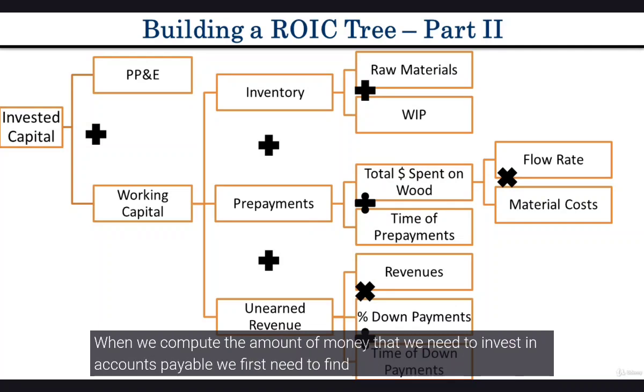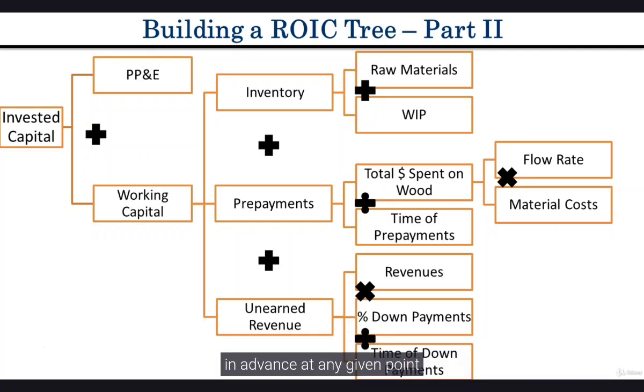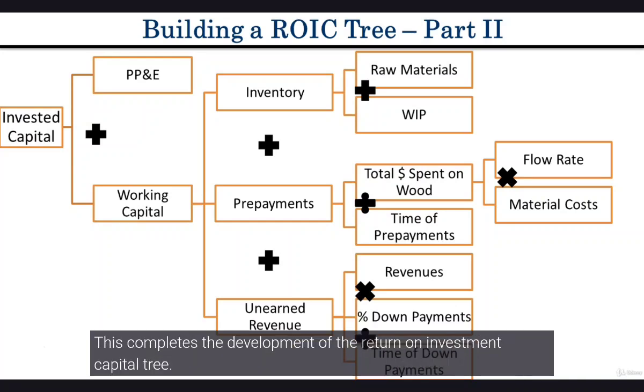When we compute the amount of money that we need to invest in accounts payable, we first need to find out how much money we spent on wood purchasing every year. Because we have to pay our supplier 1 month in advance at any given point, we have 1/12 of the early payment tied up as capital. A similar logic applies to the unearned revenues. This completes the development of the return on investment capital tree.